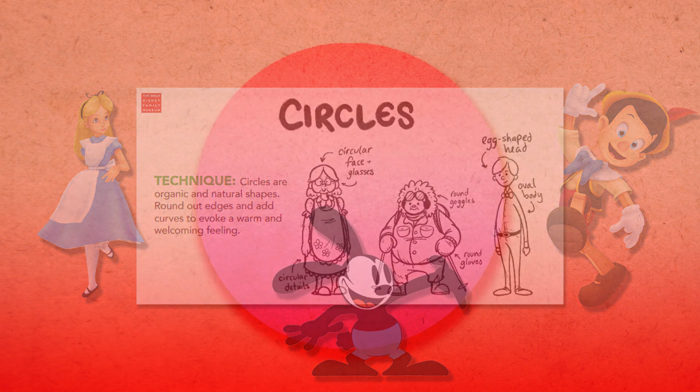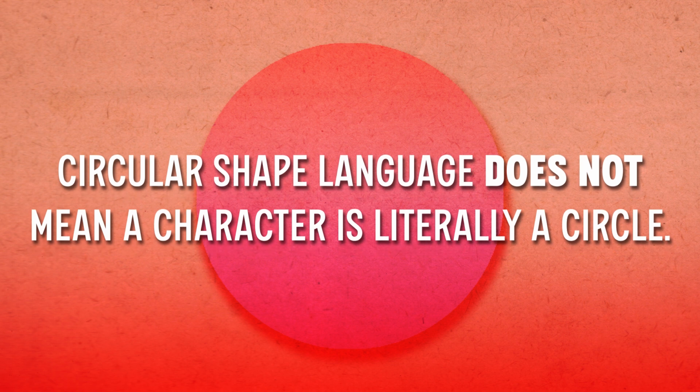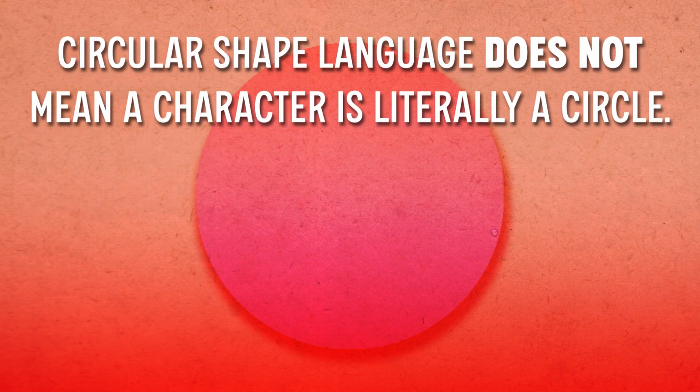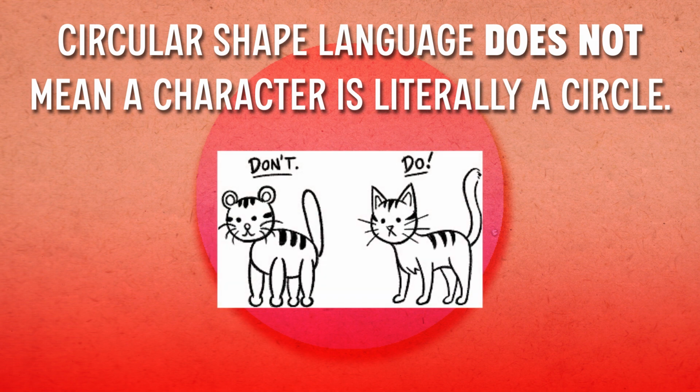But let's get this out of the way first and foremost. Circular shape language does not mean that the character is just a circle. This can be applied for all three shapes we talk about. Just because the character displays a certain shape within their shape language, that does not mean that character is going to walk around and embody that shape perfectly.